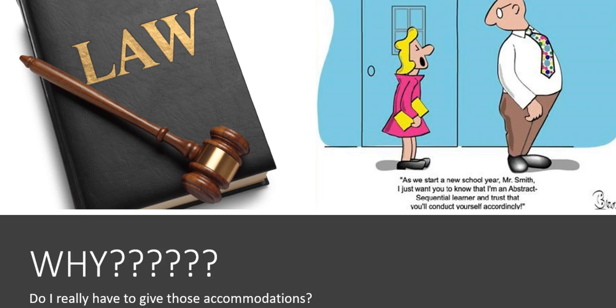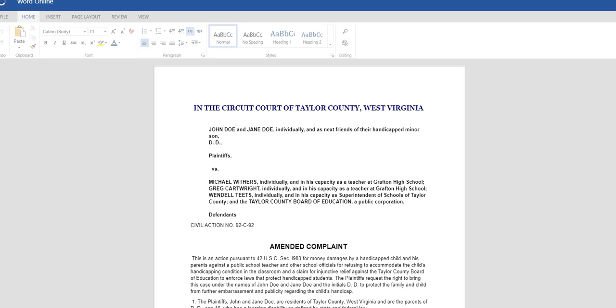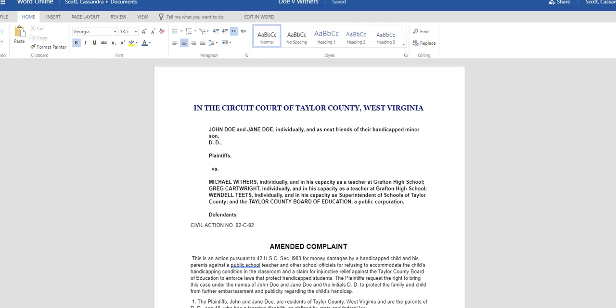While all teachers go into, or should go into, education in order to help our students, every once in a while we have to remind teachers of the why behind the need for accommodations and following the IEP. And so at this point we discussed a law case that's a few years old, Doe versus Withers. It's a remarkable legal case in that it was one of the first cases that awarded monetary damages in a special education case.